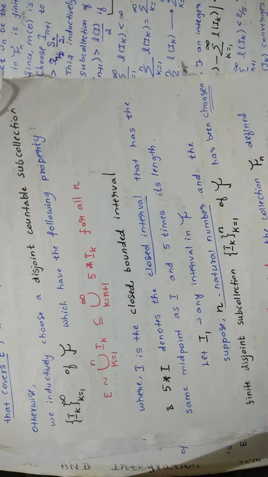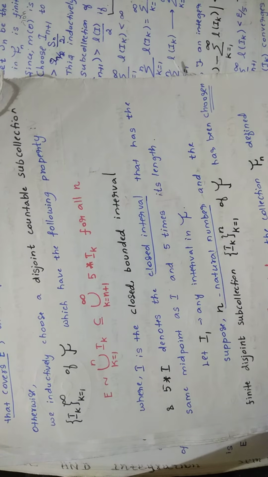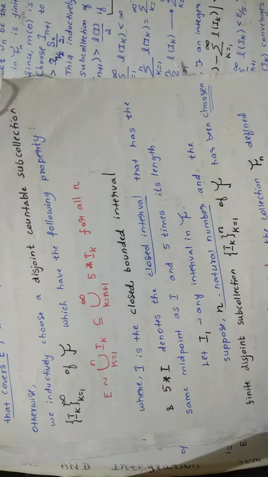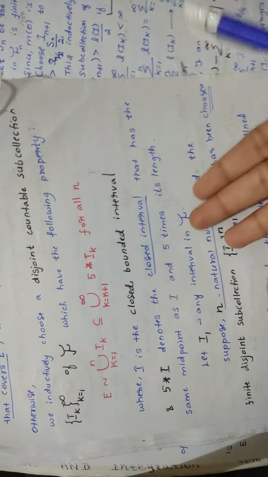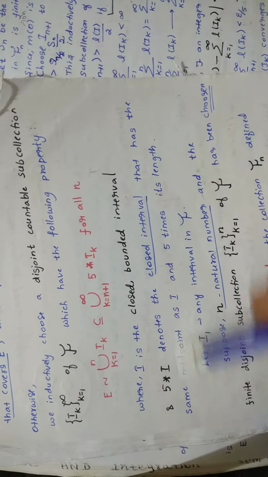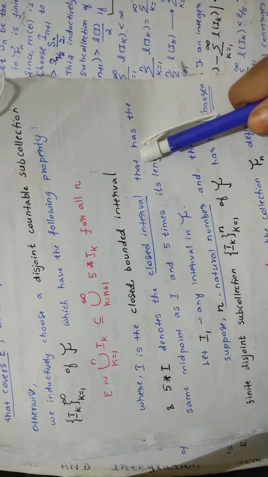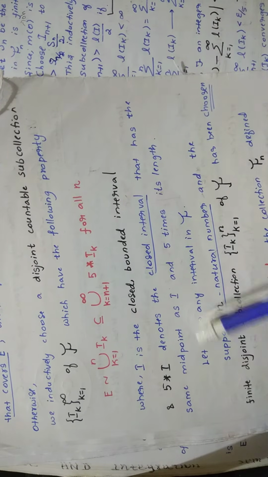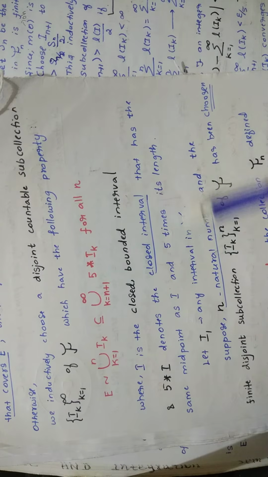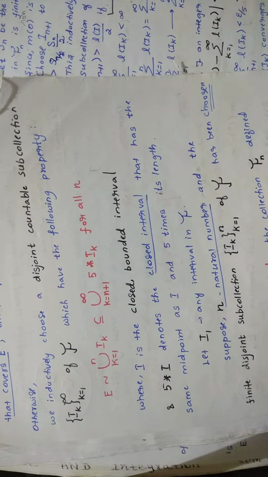You know that 5 star I means 5 times I. There is a difference between I and 5 times I, right? 5 star I will be lengthier when compared with I. That we know, right? So that is what they are writing like this: 5 star I denotes the closed interval that has the same midpoint as I. The midpoint will be the same, but the length will be different, 5 times its length.